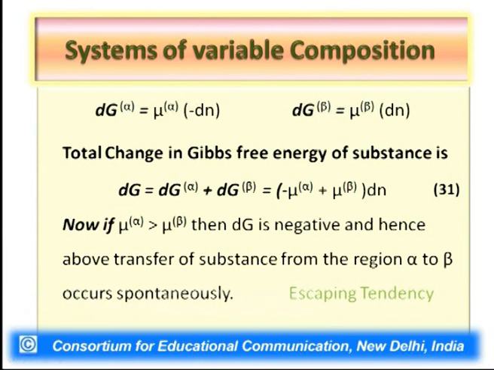Now it is important to note what assumption we had made. In this conclusion of spontaneity, we had said that the chemical potential of the substance in region alpha is greater than the chemical potential of the substance in region beta, that is mu alpha greater than mu beta. It therefore means a substance migrates or flows spontaneously from a region of higher chemical potential to a region of lower chemical potential. That is what it means.